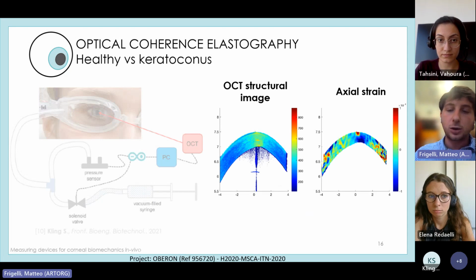I chose this keratoconus patient because it's a nice example for me that shows how OCE is able to really reproduce and show where the weakening of the keratoconus is through this axial strain map.